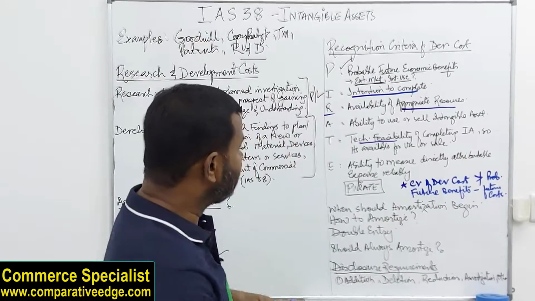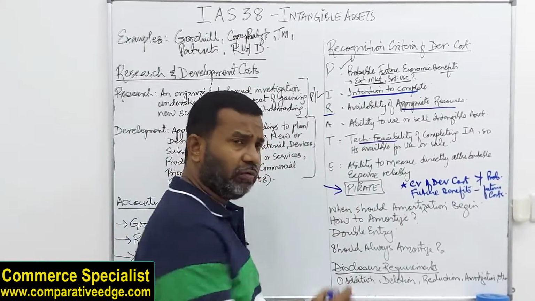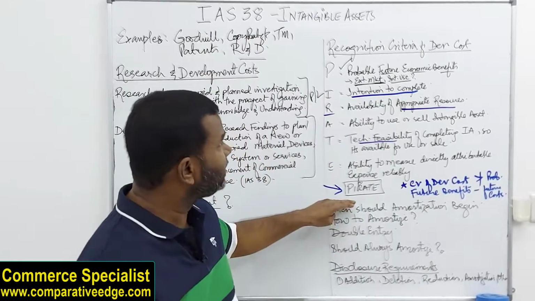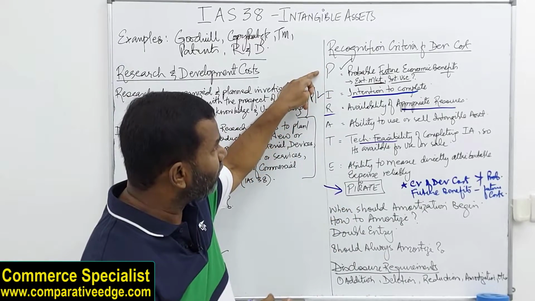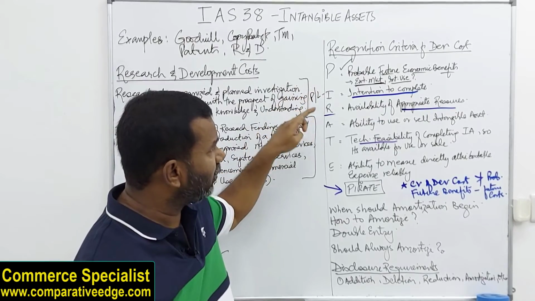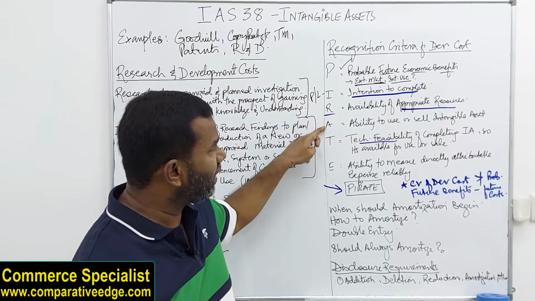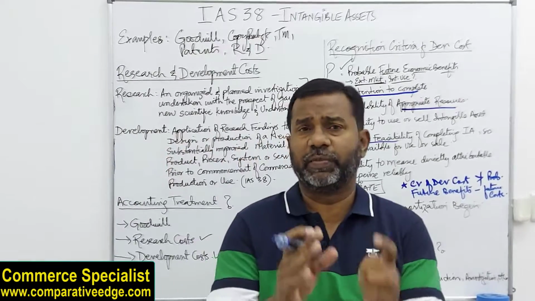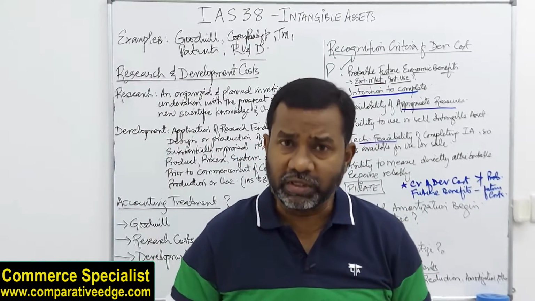Please remember this mnemonic, which is PIRATE. Now we are not talking about pirates, don't think about Johnny Depp. This PIRATE is for the Probable economic benefit, Intention to complete, availability of Resources, Ability to use the intangible asset, Technical feasibility, and E for the Expenses, whether these expenses are directly attributable to the development procedure.